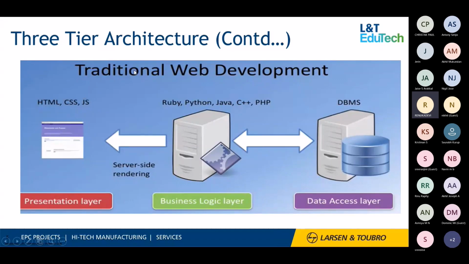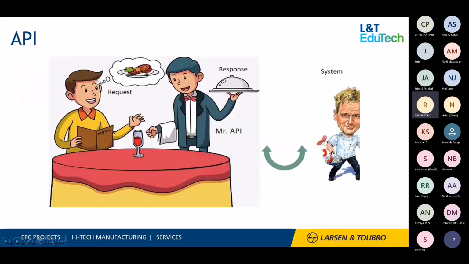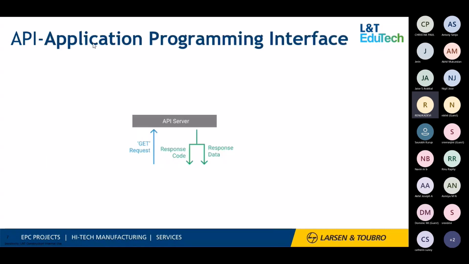Like this, the request and response take place in your client-server architecture as well as in your three-tier architecture. Clear? Now, what is meant by API? I have told you that an API is an interface where the request is posted, and from there we get the response. That is your API, and from this picture you can understand what is actually happening in an API.